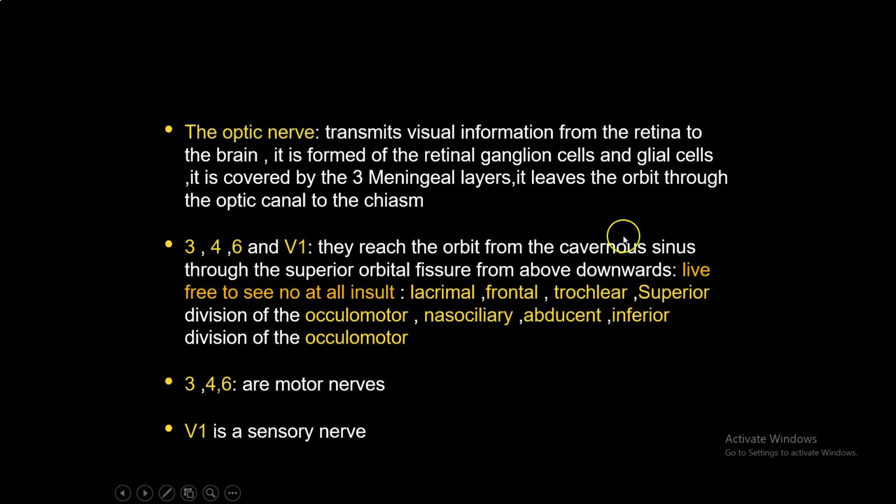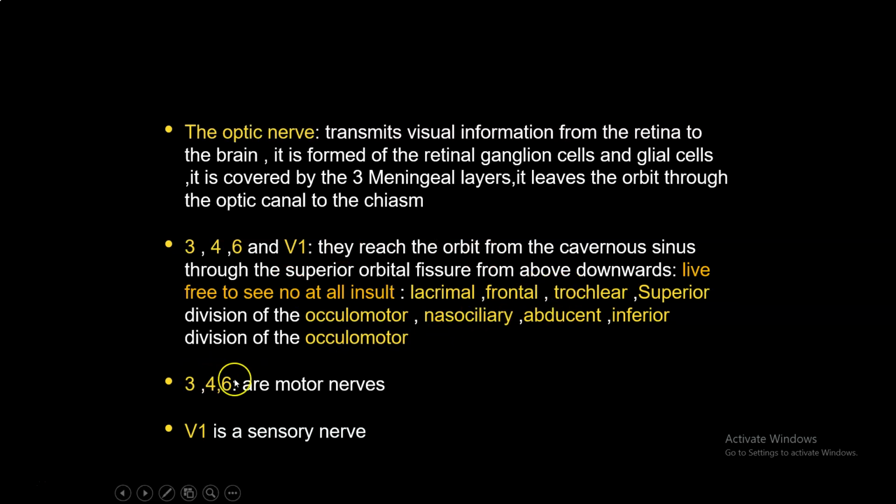They reach the orbit from the cavernous sinus through the superior orbital fissure from above downwards. We said the superior orbital fissure: Live Free To See No At All Insult. Live is the lacrimal, free is the frontal, to is the trochlear, then see is the superior division of the oculomotor, then no is the nasociliary, and at all is the abducent, and insult is the inferior division of the oculomotor, from above downwards.